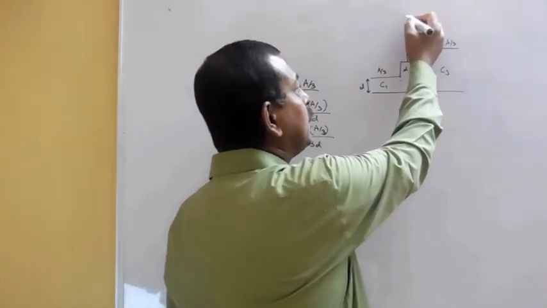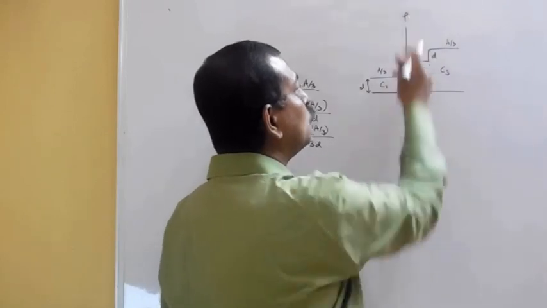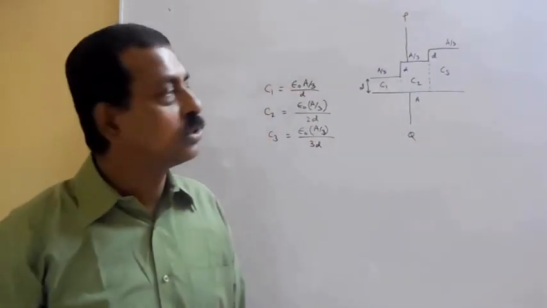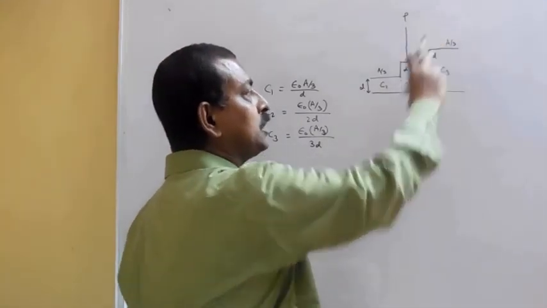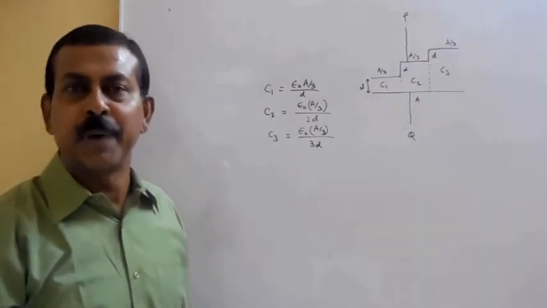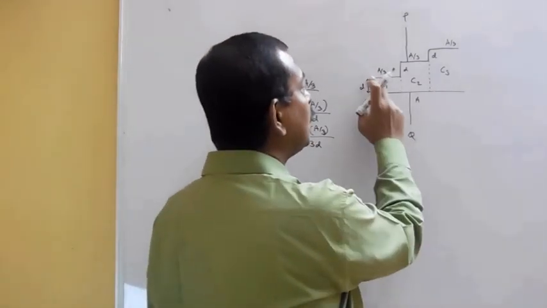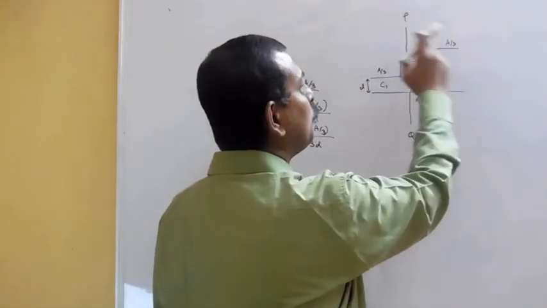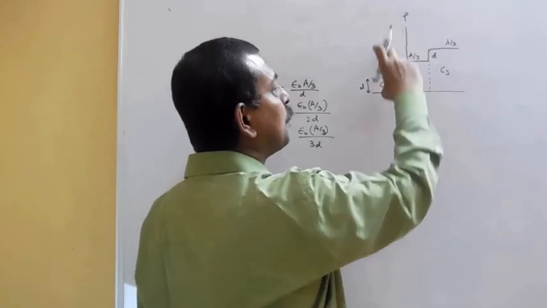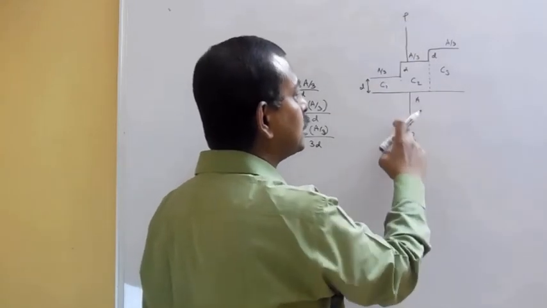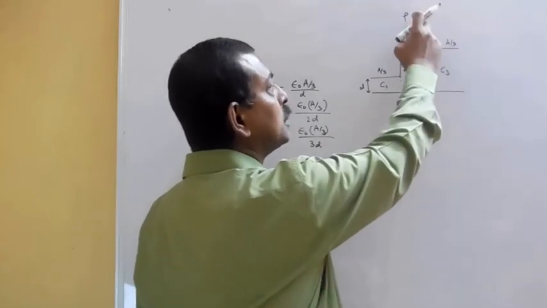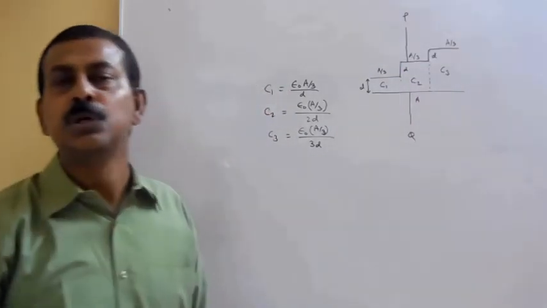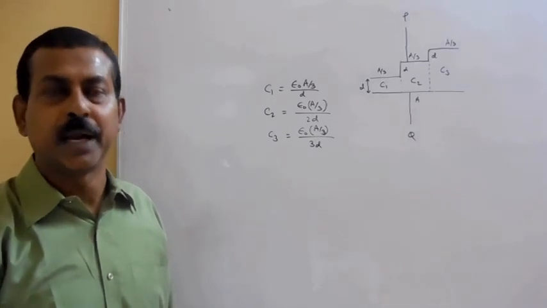Now, if I take this as the point P and Q connected to a source or a battery, it means these 3 capacitors will be connected in parallel. Because this is at one potential, all these will be at the same potential. It means this capacitor is connected to point P and this is Q. This is also connected to P and Q. This one is also connected to P and Q. So all the three capacitors are in parallel.